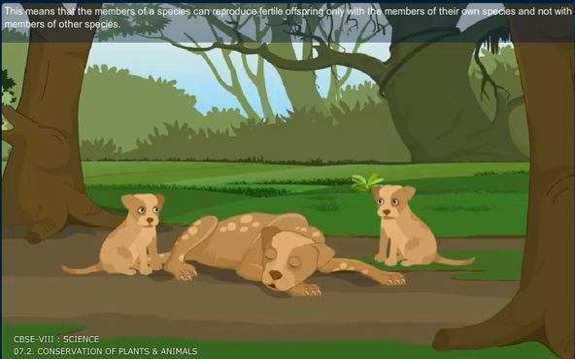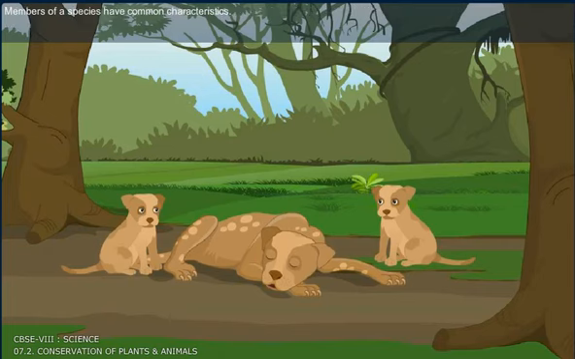and not with the members of other species. Members of a species have common characteristics.